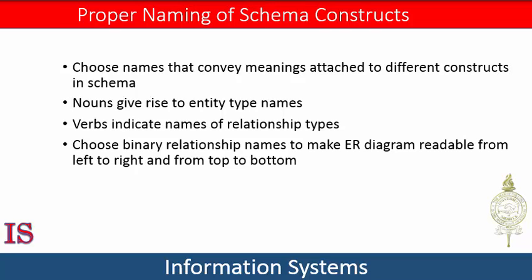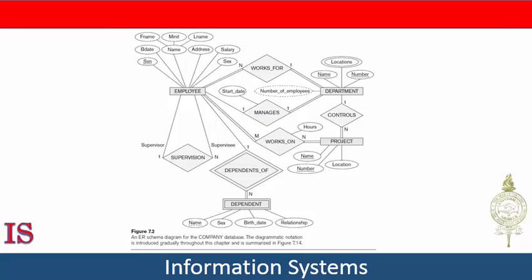As a general practice, given a narrative description of the database requirements, the nouns appearing in the narrative tend to lead to entity type names, and the verbs tend to indicate names of relationship types. Attribute names generally arise from additional nouns that describe the entity types. Another naming consideration involves choosing binary relationship names to make the ER diagram of the schema readable from left to right and from top to bottom. We have generally followed this guideline.